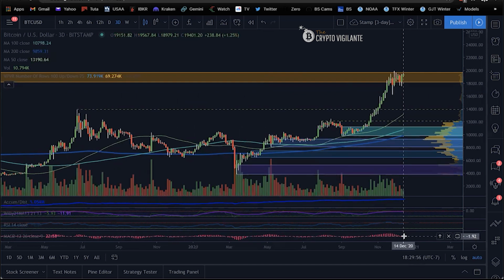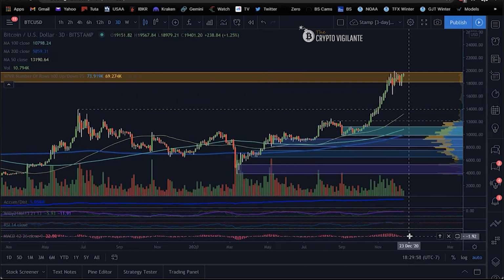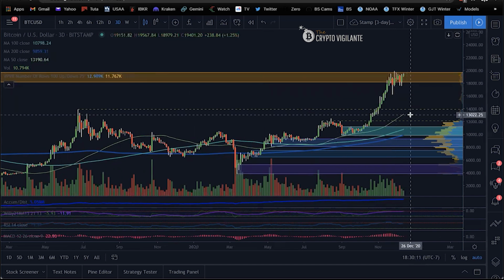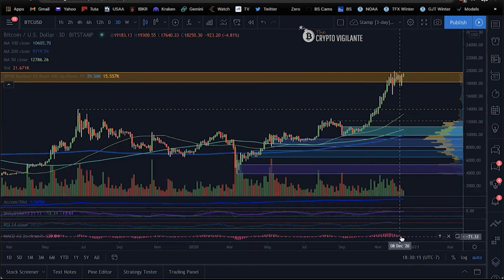MACD has corrected almost all the way back to its zero line, but is holding. That's bullish and is likely to start picking up a little bit more now that price is moving back higher again, especially after this candle closes. So MACD could be a little bit worrying, but this is just a moving average convergence divergence indicator.